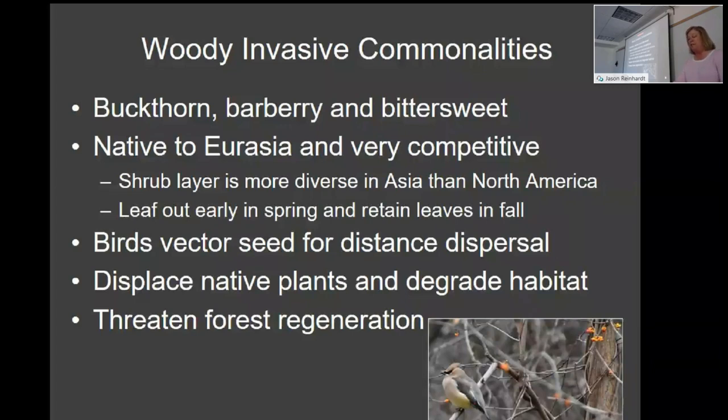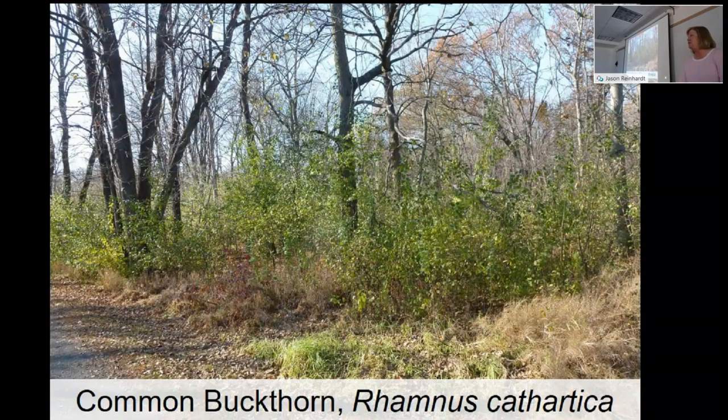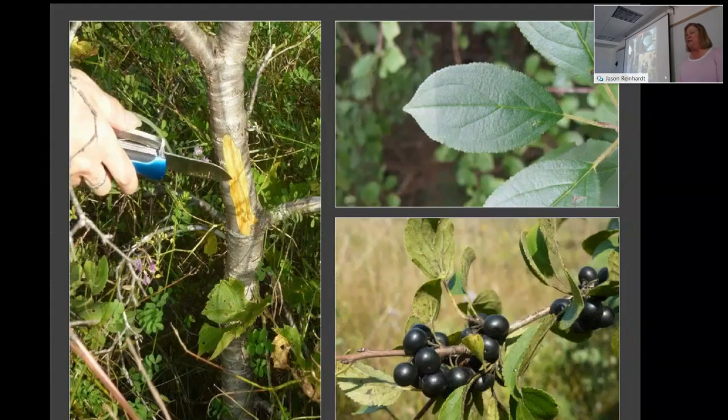All of them displace native plants and degrade habitat, and all of them threaten forest regeneration. This is one we're probably all familiar with. This is common buckthorn. So here you can see this green leaf in this shrub layer when the trees no longer have leaves. So that's a really common characteristic of these. And I'm not going to spend a lot of time on ID, but if there are questions about whether a plant is buckthorn or not, one really great way to tell is to just slice some of that bark off and see if you see that bright orange underneath.